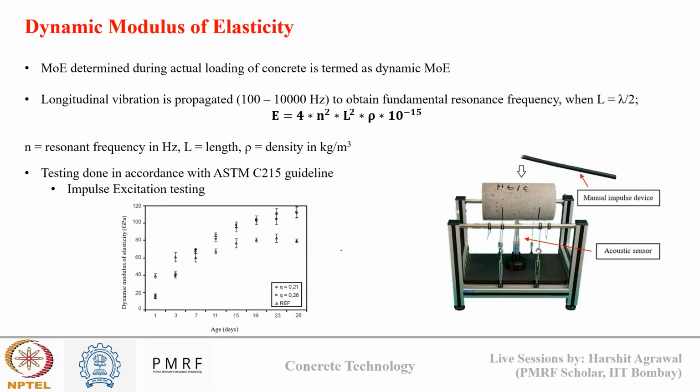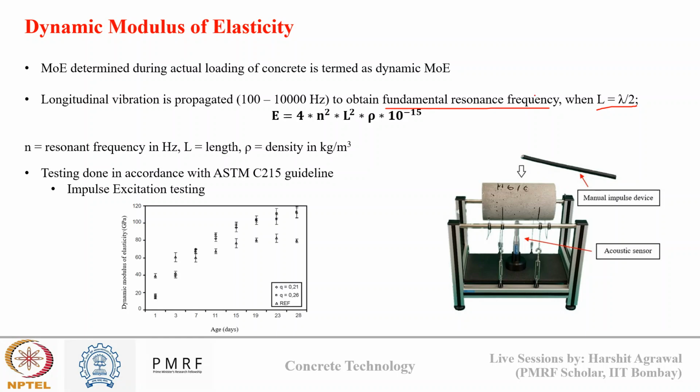Now, the MoE value corresponding to actual loading of concrete is known as dynamic modulus of elasticity. So instead of using static loading, we apply a longitudinal vibration on the concrete sample, typically in a frequency ranging from 100 to 10,000 hertz, and this allows us to obtain a fundamental resonance frequency, which occurs when the specimen length L is equal to half of the wavelength of the vibration. Okay, so when L is equal to half of the wavelength of the vibration, then the frequency at which this is occurring is known as fundamental resonance frequency.